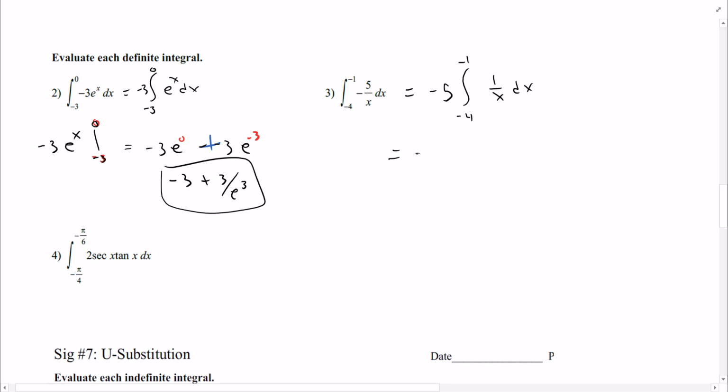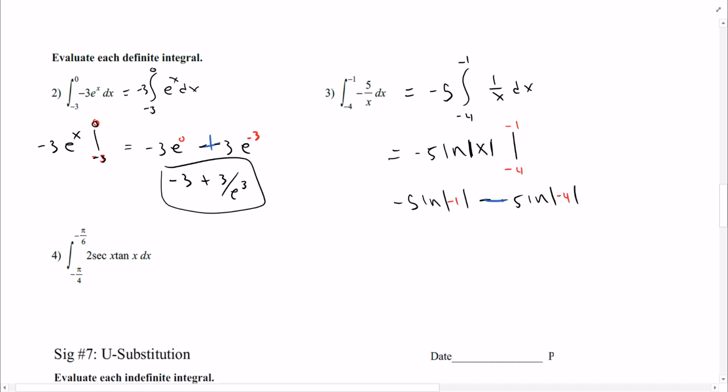Then hopefully that helps you see that this is the integral of 1 over x, which is natural log absolute value of x, and we're going from -4 to -1. Remember, this thing over here is just holding on to our limits, and so basically we're going to plug in -1 right there. Plug in -1 first, subtract -5 ln, plug in -4 right there. Lower limit goes second.